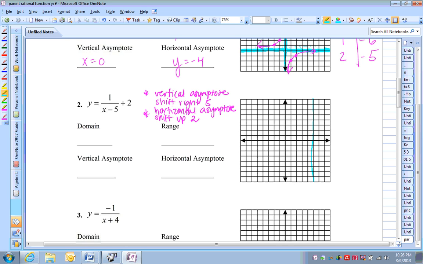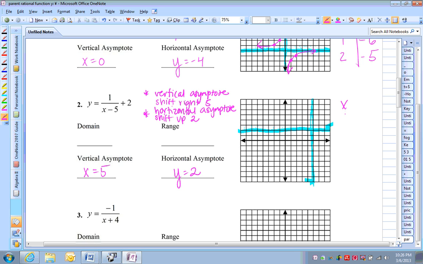So I'm going to go ahead and draw that in at x equals 5. And then my horizontal asymptote is going to be at y equals +2. I can go ahead and fill those blanks in. Vertical asymptote is at x equals 5. Horizontal asymptote is at y equals +2.